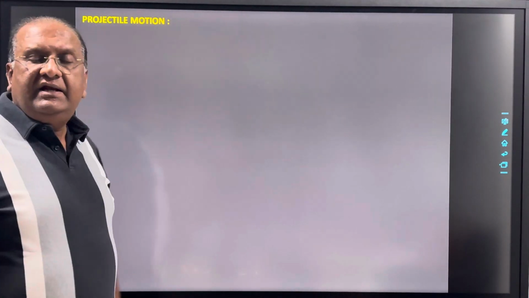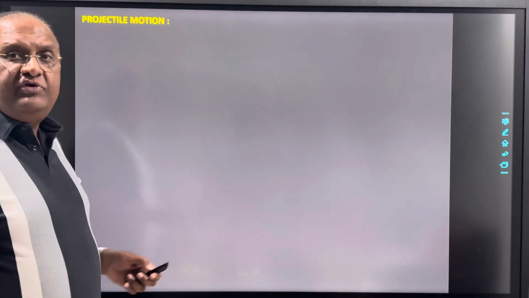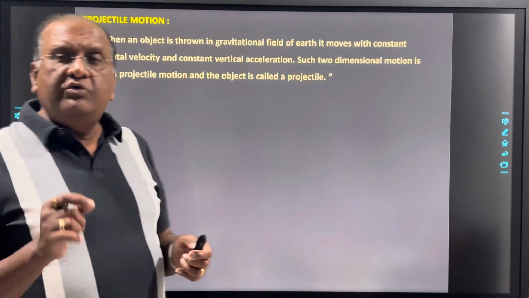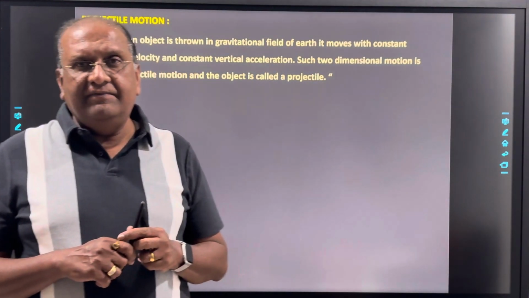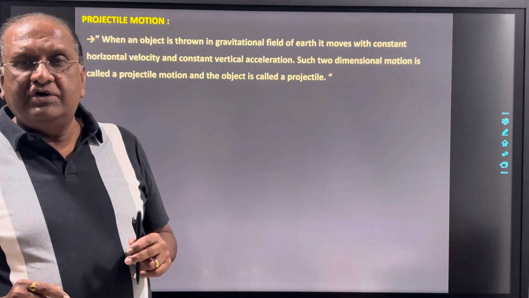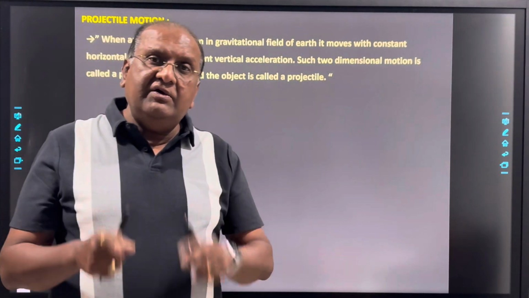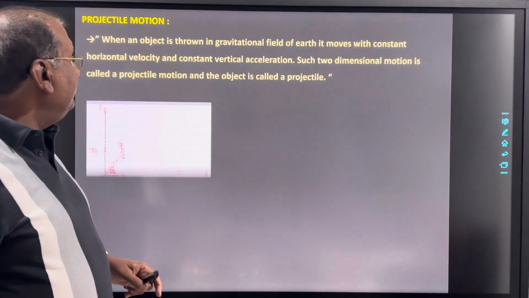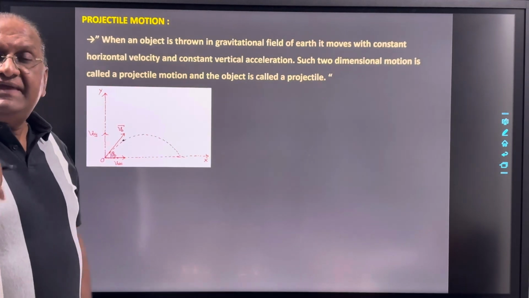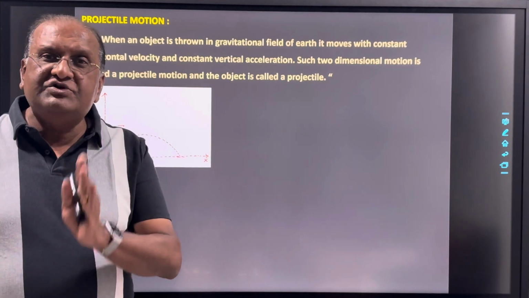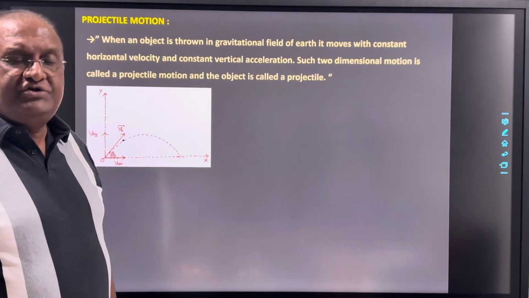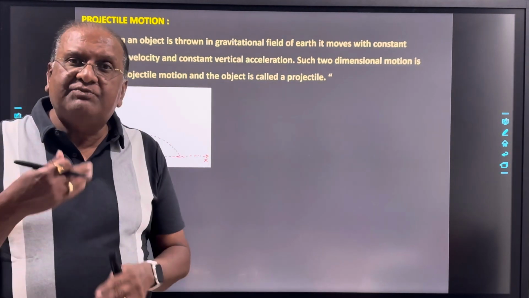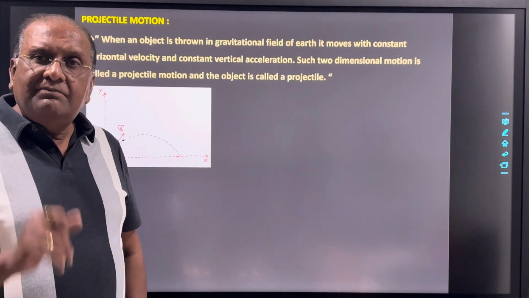Now, dear students, next topic, that is projectile motion. See, projectile motion means what? When any object is thrown in the gravitational field of Earth at some angle with horizontal, then that particular object moves with constant horizontal velocity and constant vertical acceleration. This type of motion is called projectile motion, and the object which is projected is called a projectile.